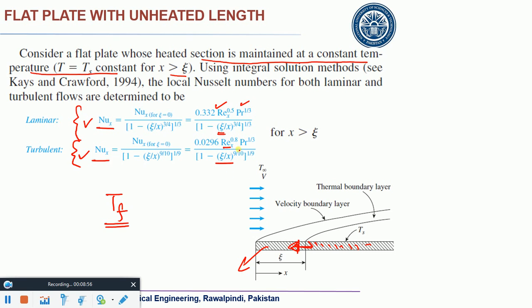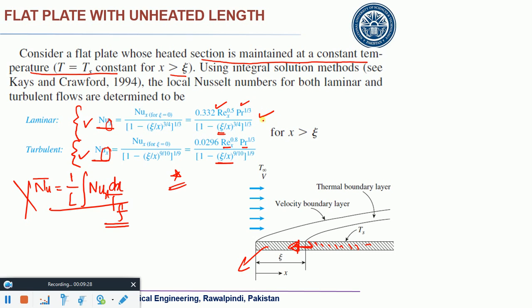So this Nusselt number is dependent on Reynolds number, Prandtl number, and the heating length. Okay. So this is the use, and these relationships are for local Nusselt number. So how can you find out the average Nusselt number? You can't do it analytically. Analytically it cannot be done.